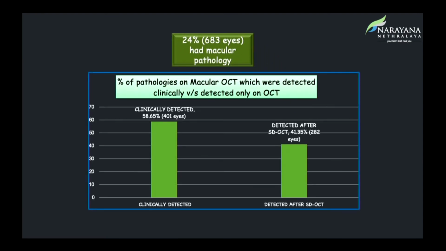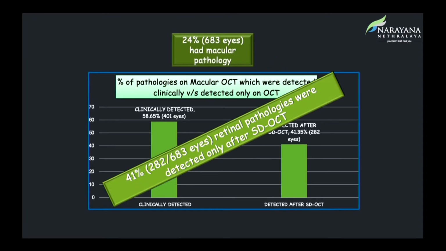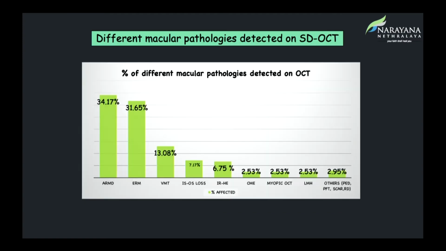When we did the subgroup analysis, what we found was that in 41% of the cases, the macular pathology was detected only after doing an SD-OCT. The different macular pathology groups that we detected: about 35% was AMD, 31.65% was ERM, and VMT was the next commonest pathology we found on the macula.